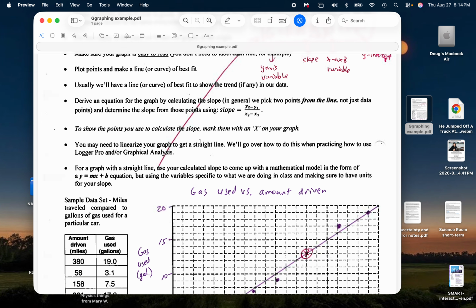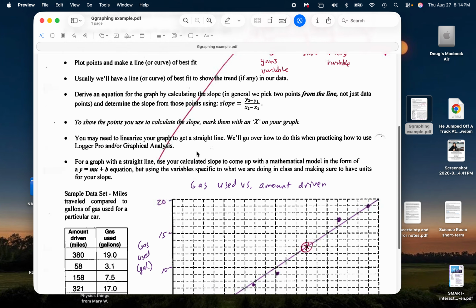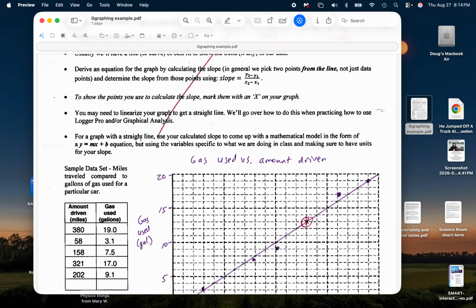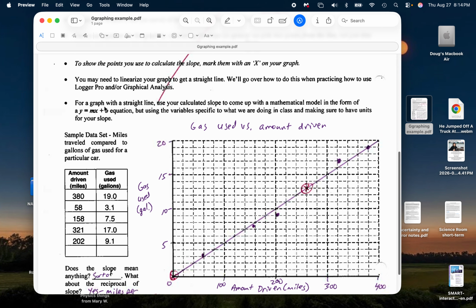You may need to linearize the graph. We'll talk about that later when we start using Graphical Analysis, which is a program we'll use. For a graph with a straight line, use your calculated slope to come up with a mathematical model in the form of a y equals mx plus b equation. But that's a math equation.